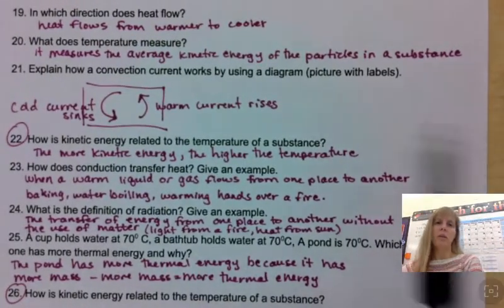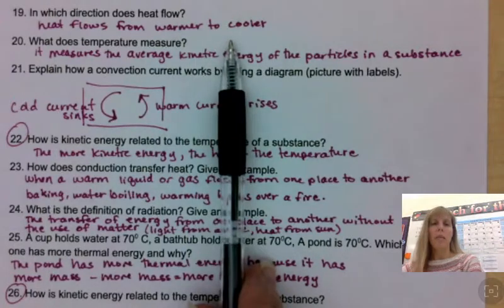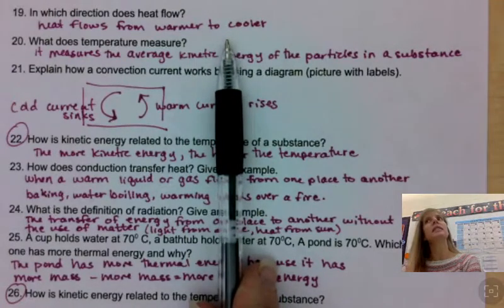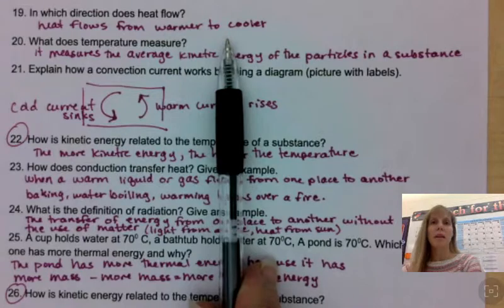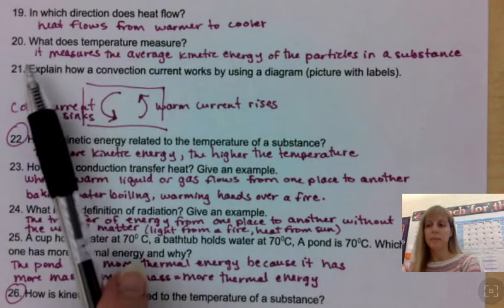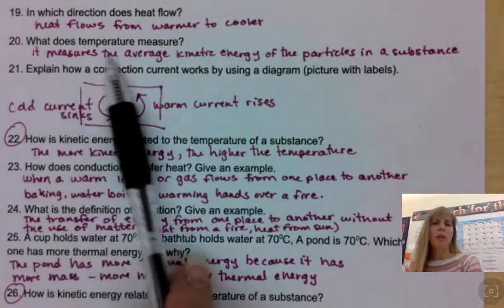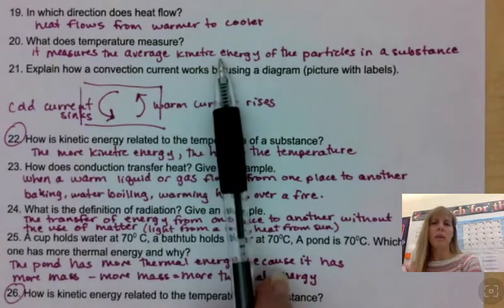Number 19, in which direction does heat flow? Heat flows from warmer to cooler. Remember when we used our hand and we put it on our desk and our hand actually warmed up the desk? That's actually how it works. The desk doesn't cool down our hand. Our hand warmed up the desk because we lost energy to the desk. Temperature measures the average kinetic energy of the particles in a substance.